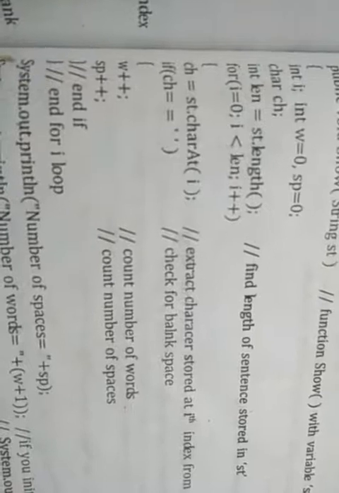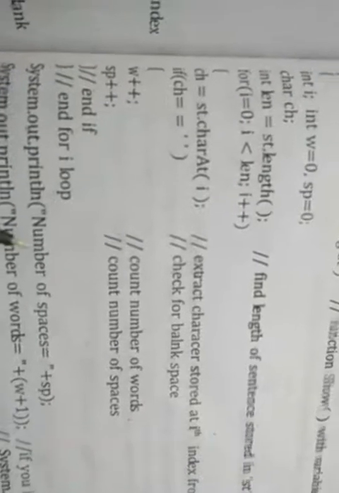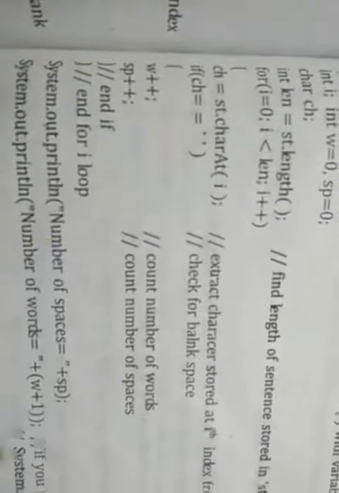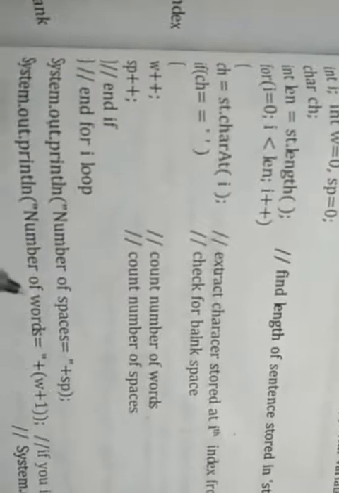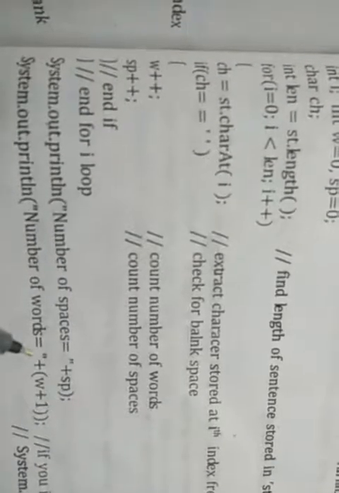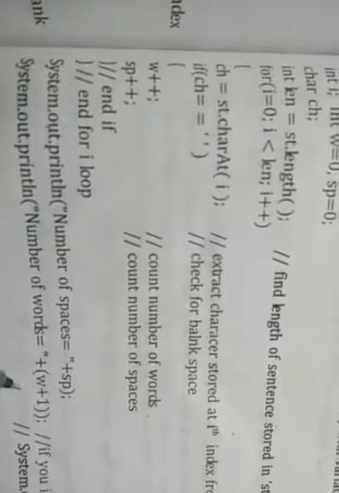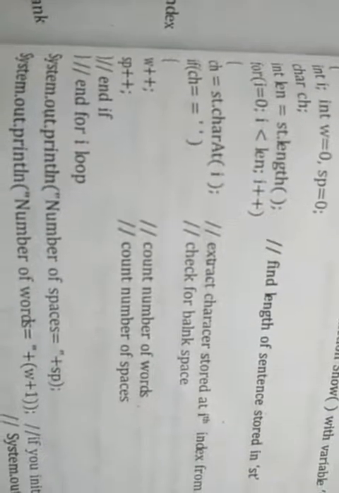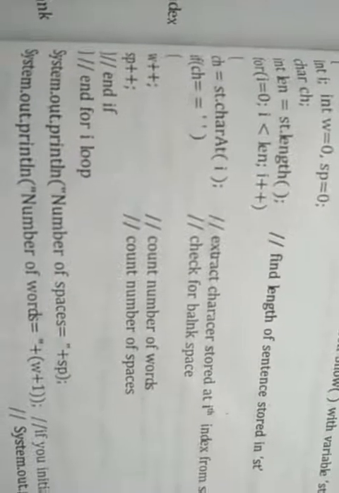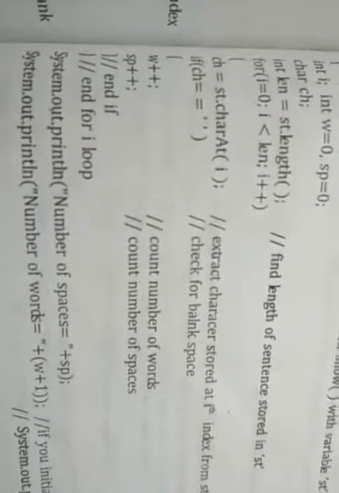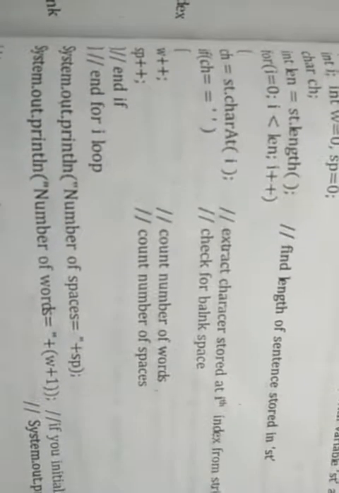At the end we are printing the number of spaces, which is stored in SP, and the number of words is W plus 1. If there is one space in a sentence, it means there are two words, because there is only one space between two words.